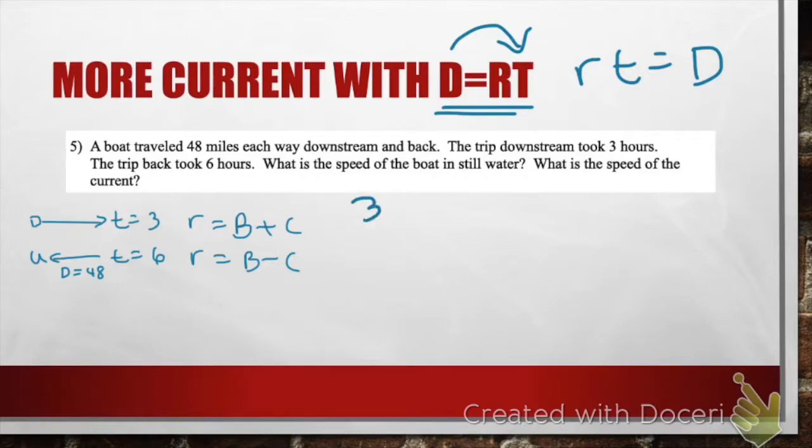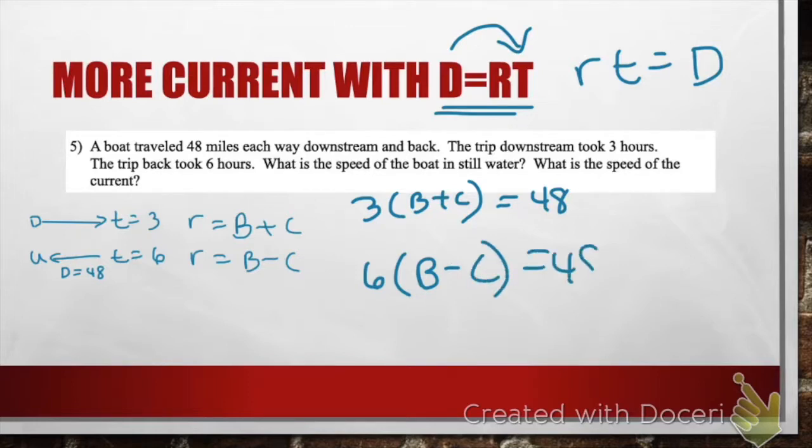So I'm going to have 3 times b plus c equals that 48, because that's the distance that it went. Over here, I'm going to do the same thing. I'm going to take my time, which is 6, and I'm going to have b minus c, and that still equals 48. At this point, I want you to stop.